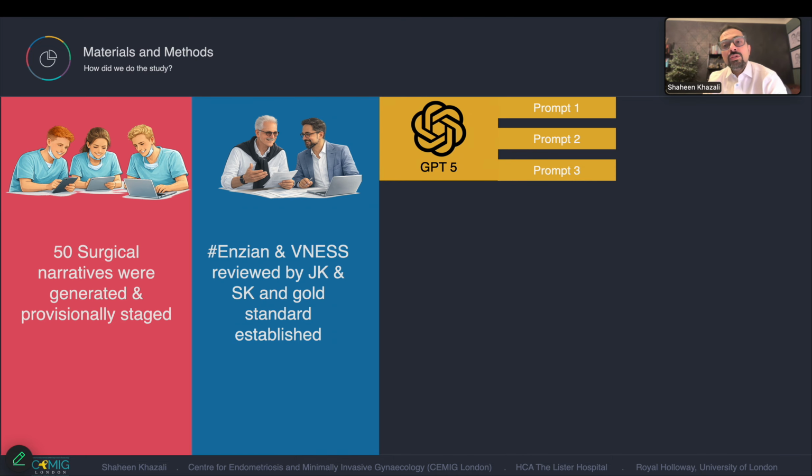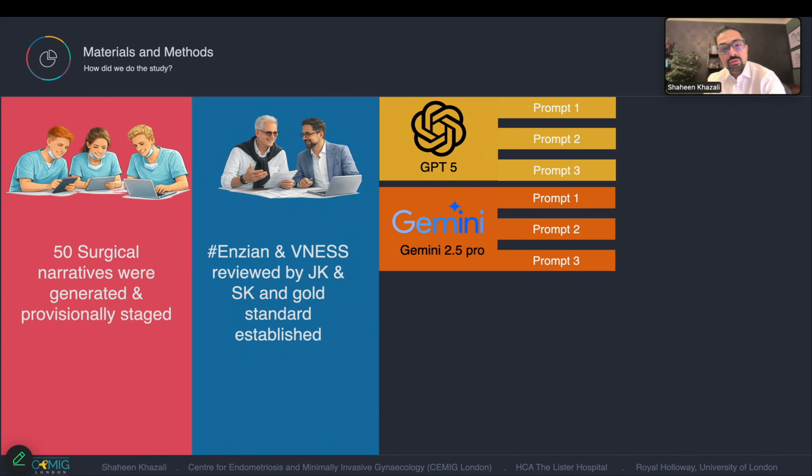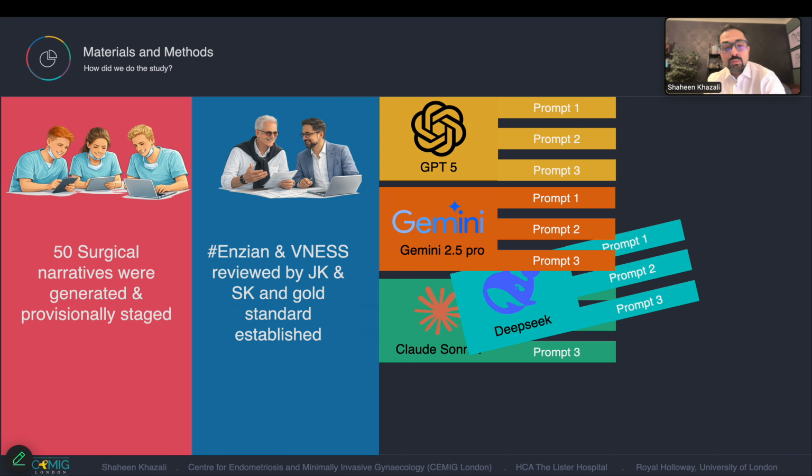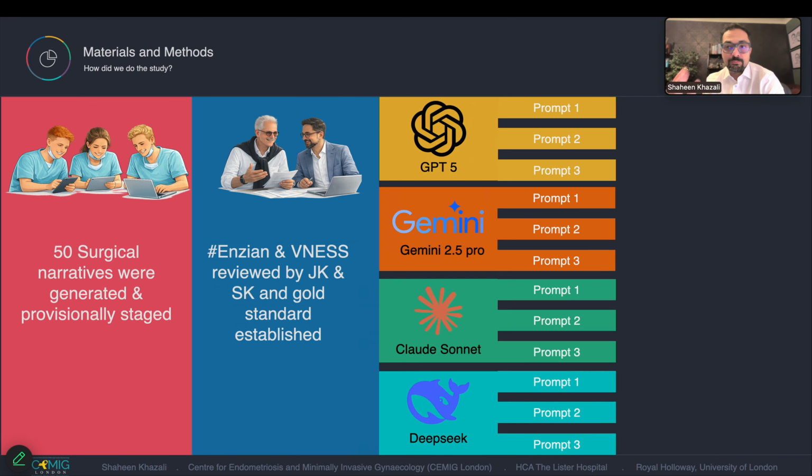We used 4 large language models. This was done in September last year. So we had GPT-5, we had Gemini 2.5, we had Claude Sonnet, and we had DeepSeek. So we had 4 different large language models.